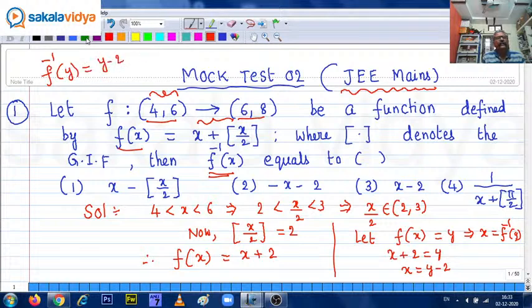So we need to define f inverse x, the inverse of the function. In the place of y, substitute x, because y is the dummy variable. So x minus 2 is the inverse of this function. That means the third option is the right option.